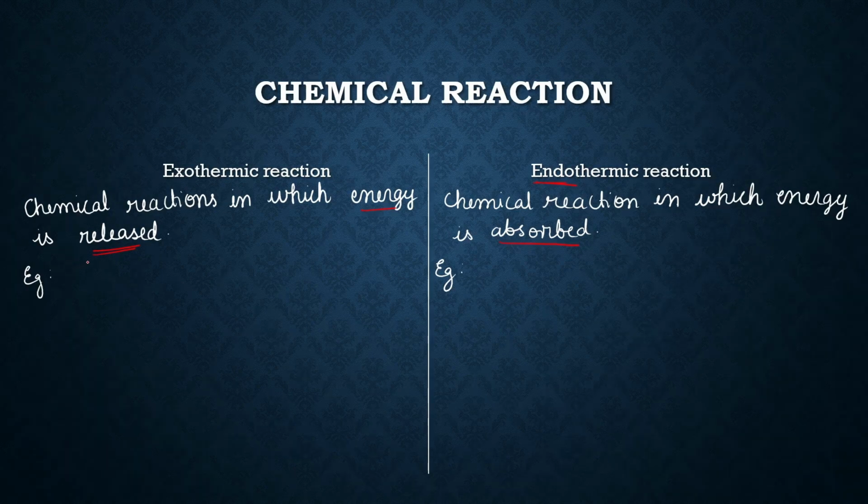For example, when calcium oxide reacts with water to form calcium hydroxide, releasing a large amount of heat. So if you observe here, the energy is released. So that is why we refer to it as an exothermic reaction. Calcium oxide, the common name is quicklime. And calcium hydroxide, its common name is slaked lime.